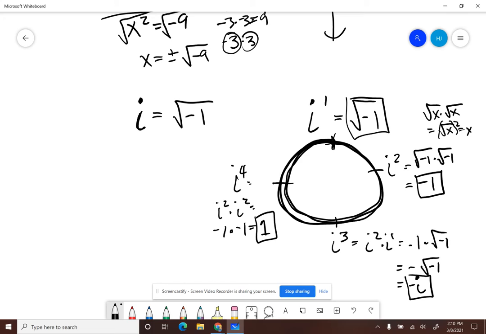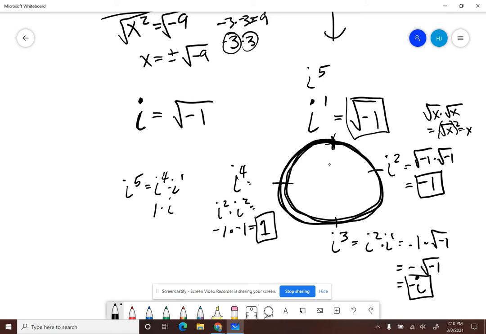And here's the really crazy thing that happens here. We won't do a lot of these, but if I take i to the fifth, really that's the same thing as i to the fourth times i to the first. Well, i to the fourth is 1, and i to the first is just i. So I end up right back at the same place that I started. So i to the fifth is the same thing as i to the first.